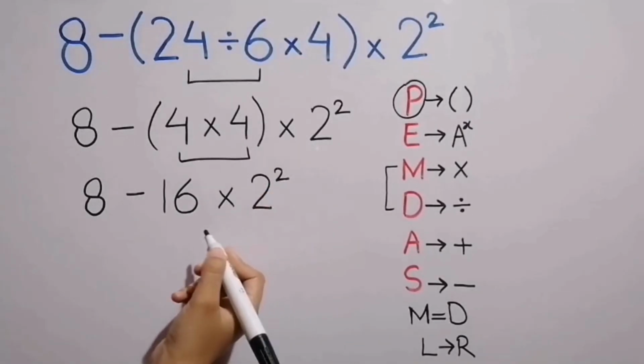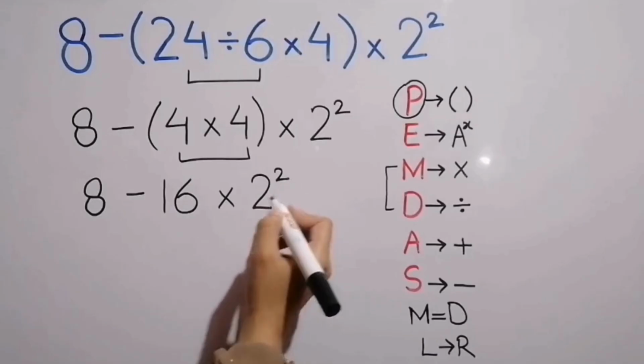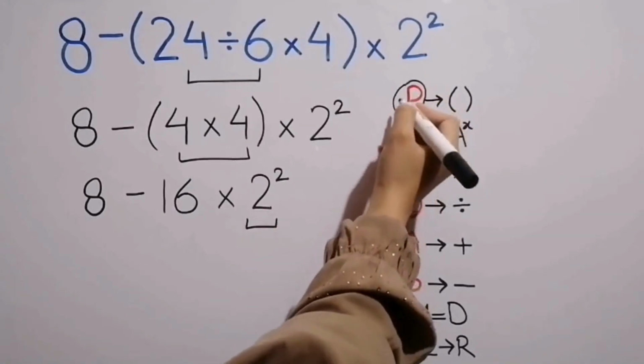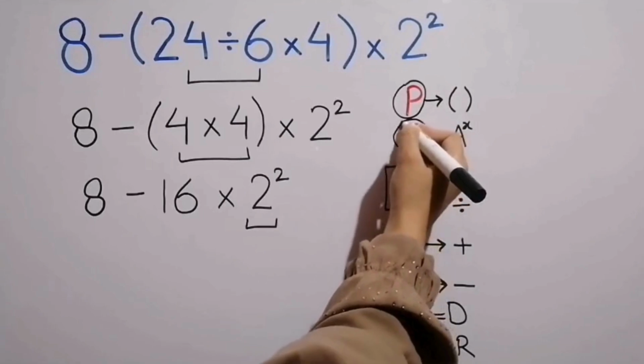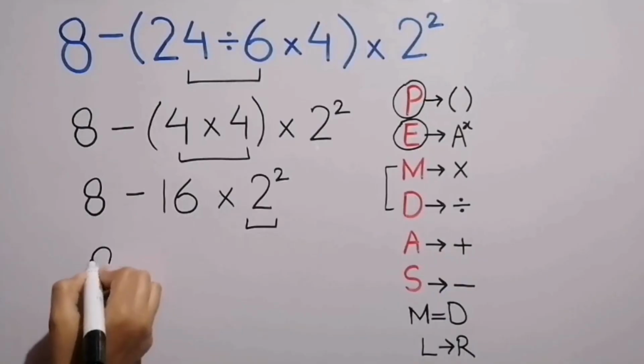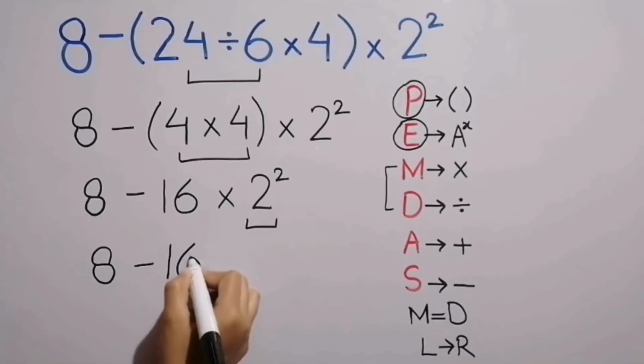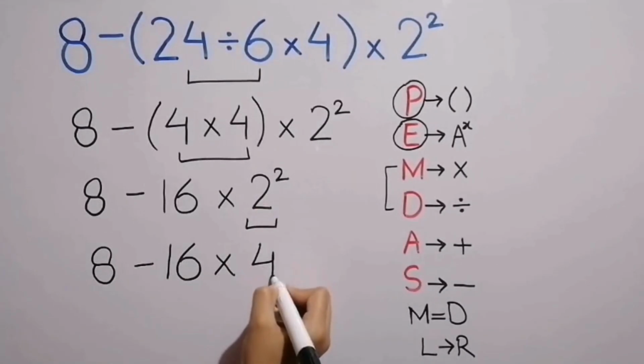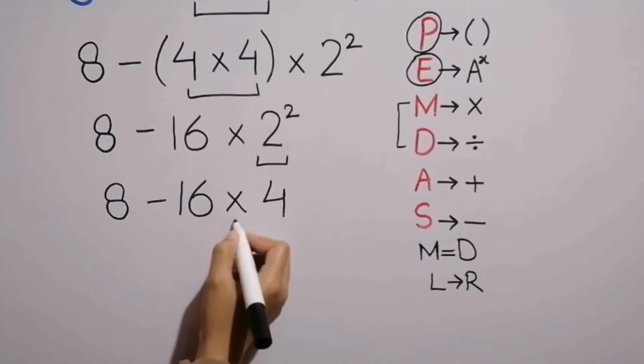In the following step it's time to handle the exponent, because according to the PEMDAS rule after parentheses, exponent has the highest priority among the other operations. So this expression becomes 8 minus 16 then multiply 2 times 2 equals 4. Now we have subtraction and multiplication.